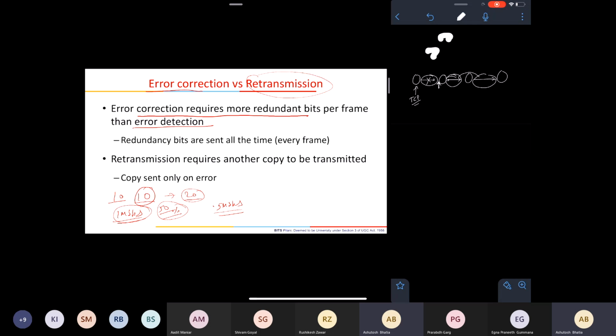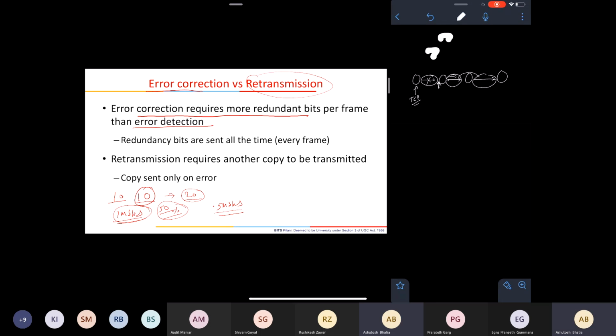And at the same time, error correction is also good when the link delay is very high, like in the case of satellite communication. So that is basically a trade-off in real systems.